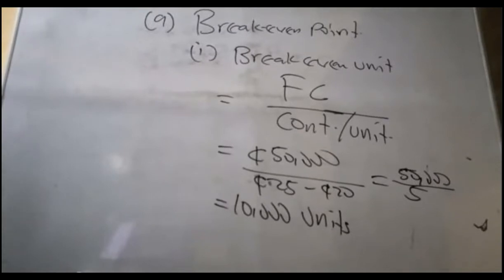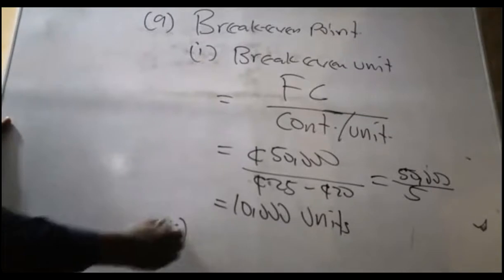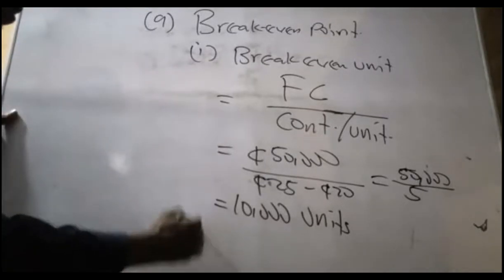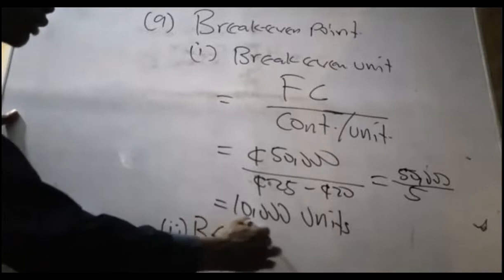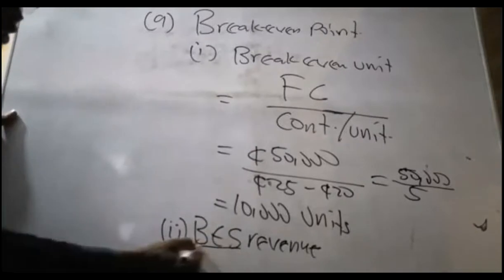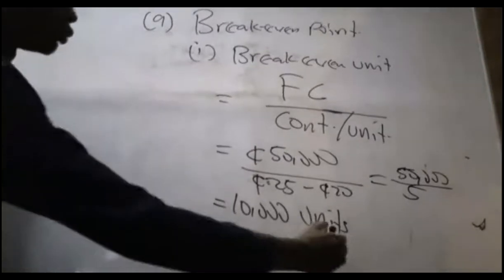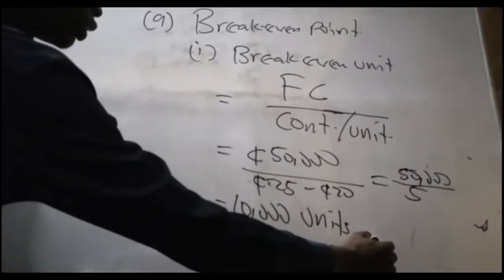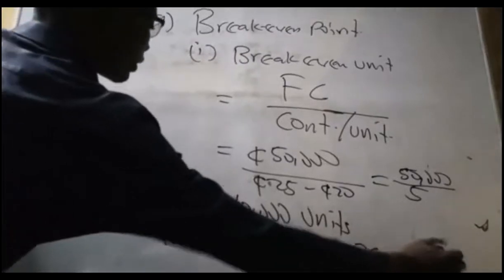Okay. Now, what about the break-even value? Now, the break-even value, we said I just multiply the unit by the selling price. What will be the revenue to break even? So just pick this and multiply by the selling price. So you quote the formula first. The examiner said revenue. Please, no shortcut. Break-even sales revenue is equal to the break-even unit times the selling price.